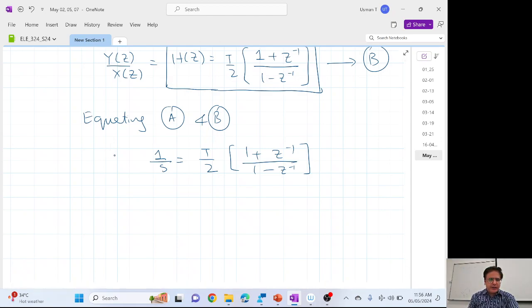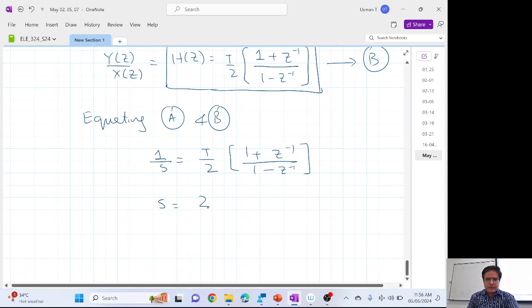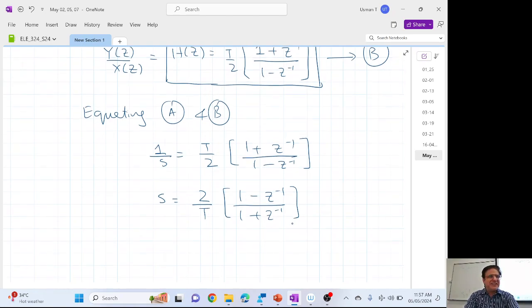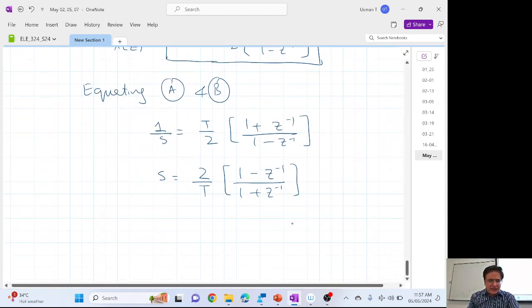So then I just simplify this. I just invert both sides. I get s equals 2 over T times (1 minus z^-1) over (1 plus z^-1). Apologies for the flickering of the screen, it's beyond my control. All right, so this is the bilinear transformation.